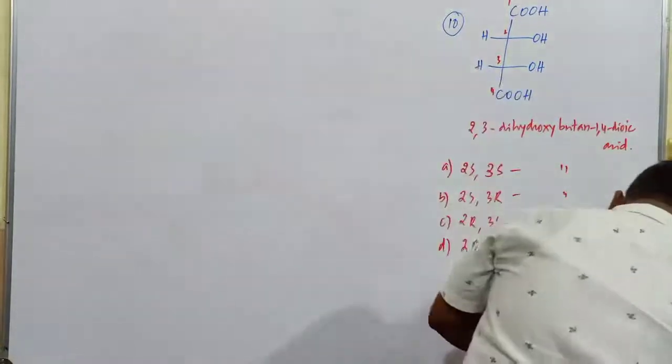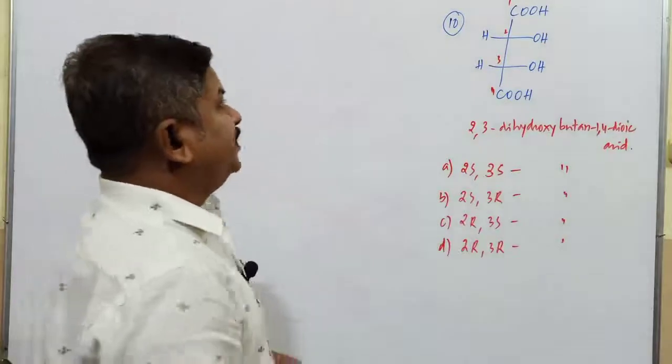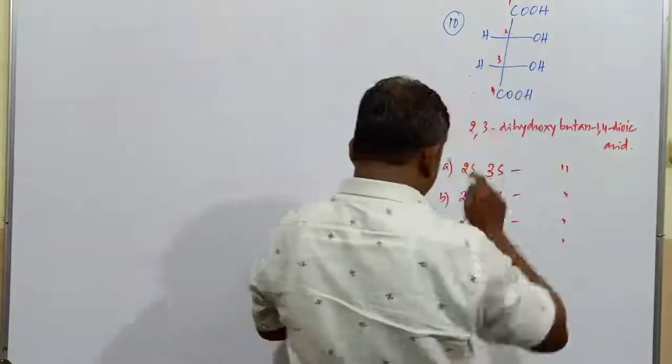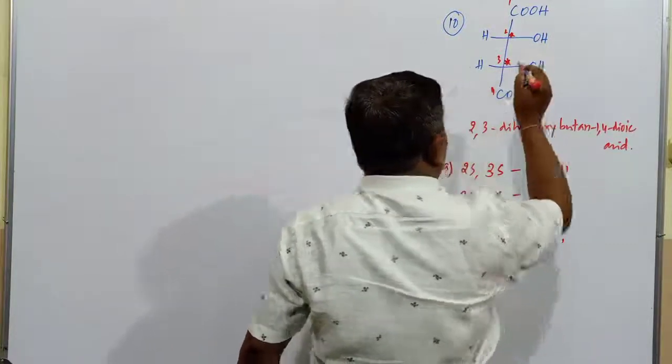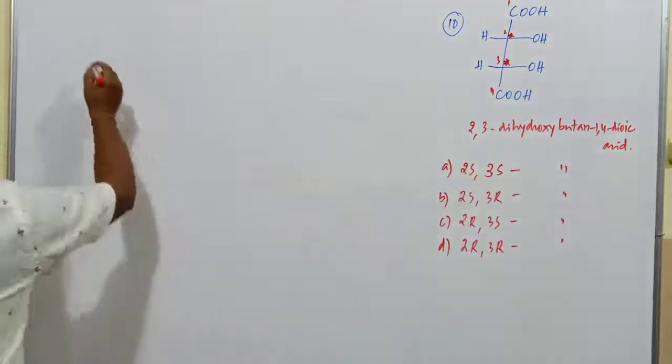Now we consider this molecule. First carbon atom is not chiral, fourth carbon atom is not chiral. This is the chiral carbon atom. This is also a chiral carbon atom. I'll take that particular molecule here.